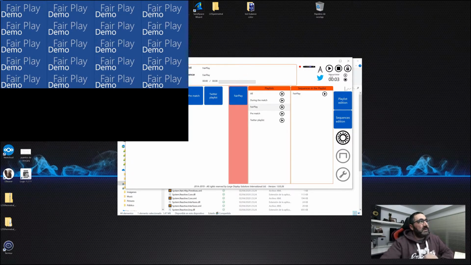So here what you can see is that we have our video and the word demo in front of each cabinet, right? So in a stadium you would see all the videos, but in each cabinet you would see the word demo, right? This is the only difference between a licensed system and a system without a license, right?